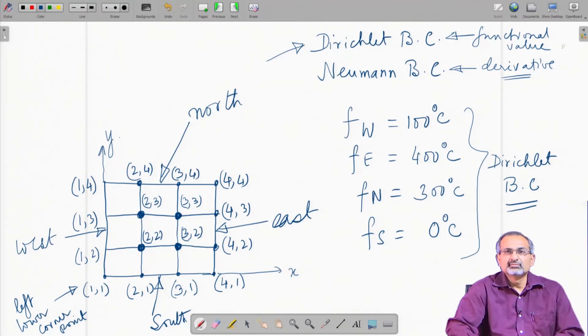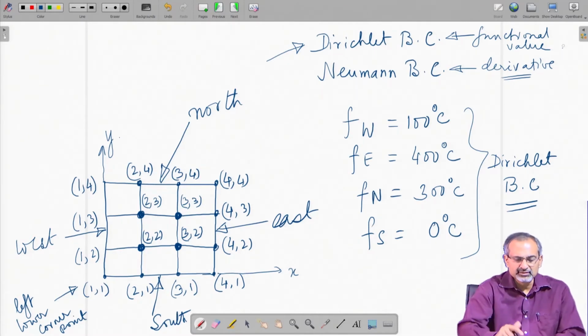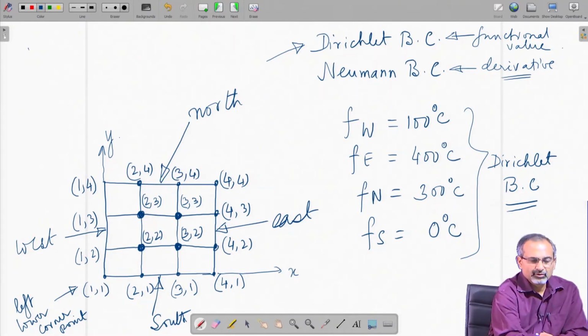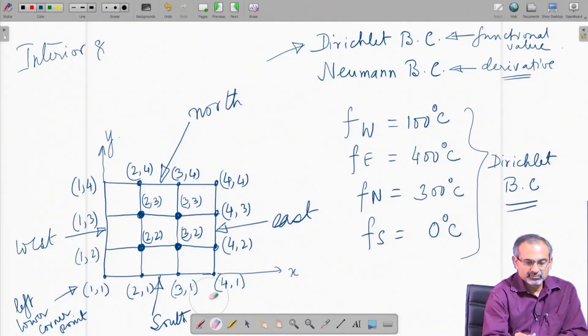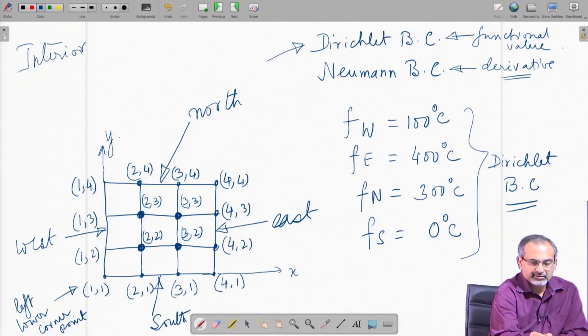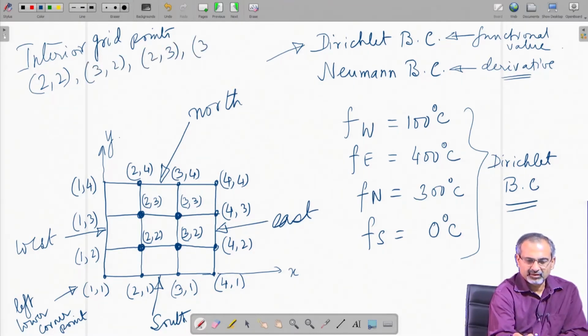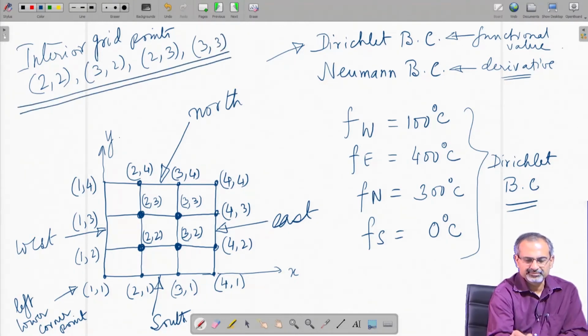So, having imposed this boundary condition, you would like to figure out how this iterative technique would work in order to find a solution to Laplace equation within this domain. So, when we say within this domain, what we essentially mean is we look at the interior grid points. So, we try to seek a solution at the interior grid points. Which are the interior grid points? These are the ones, because they are not occurring on any of the boundaries.